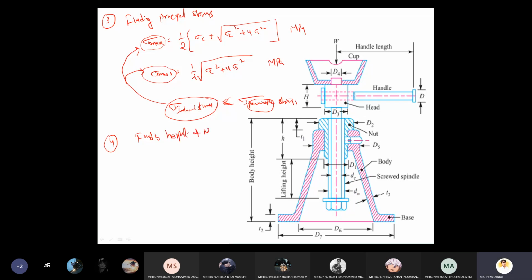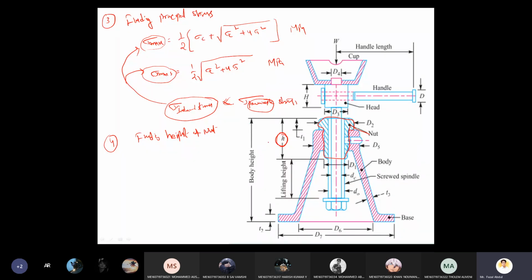Height of the nut. So where is the nut? You can see it indicated here. This is the nut portion. So this is the nut, right? Here we find how much height. The height is denoted by small h, as indicated on the image. So this height I am calculating.